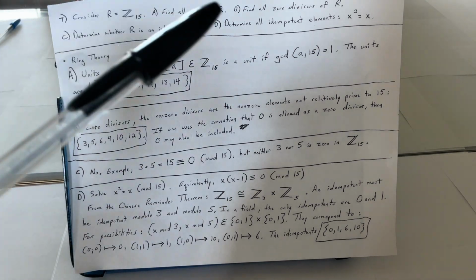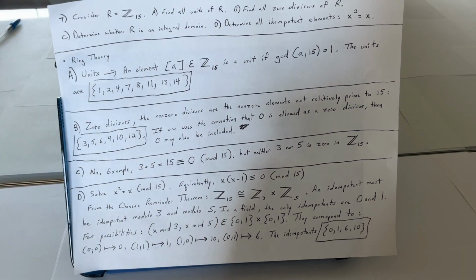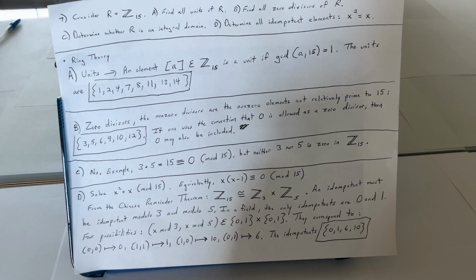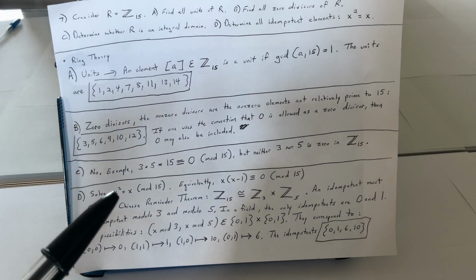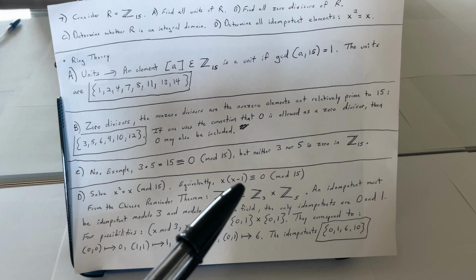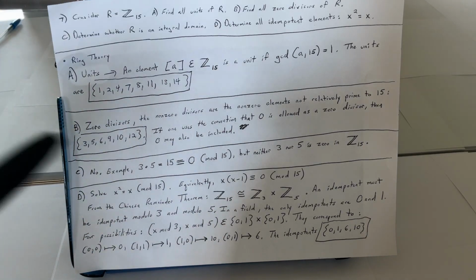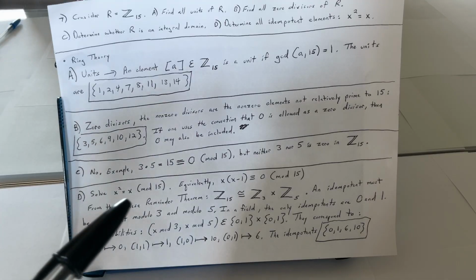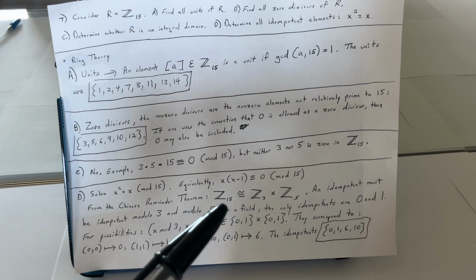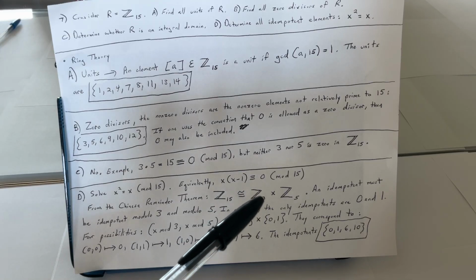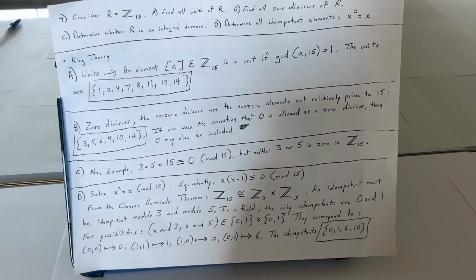And D, determine all idempotent elements. x squared equals x. So we solve x squared equals x mod 15, and equivalently x(x - 1) is congruent to 0 mod 15. From the Chinese remainder theorem, Z15 is isomorphic to Z3 × Z5.